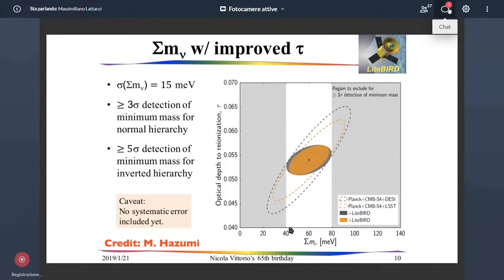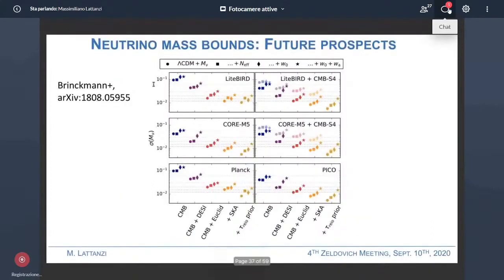So LIGHTBIRD might provide such a measurement, and again, if we combine LIGHTBIRD with CMB-S4 and large-scale structure observations, you will get down to the 15 MeV level. So this is my very last slide. I just wanted to tell you that if you want to have the full picture about the future experiments, you can look at this very nice paper by Thijs Brinkman and others.